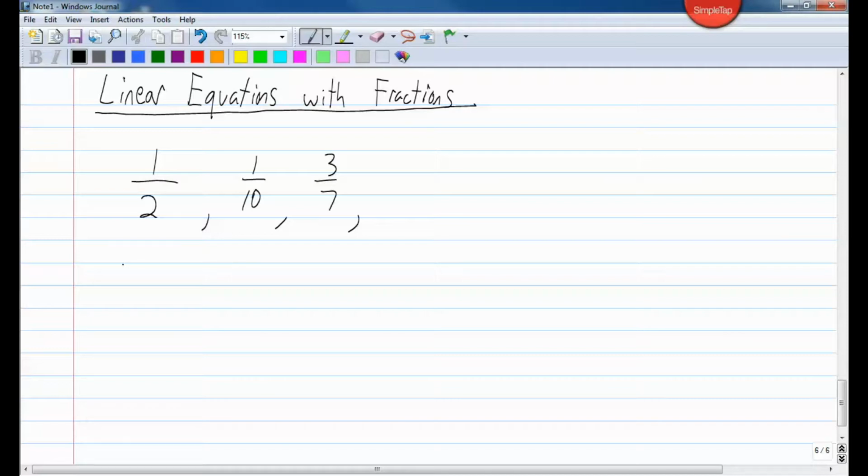All right, so least common denominator. And what a least common denominator will do for you, if you multiply the entire equation by that, is it will get rid of the fractions. Once you get rid of the fractions, then it's just a problem like we worked previously. Okay?